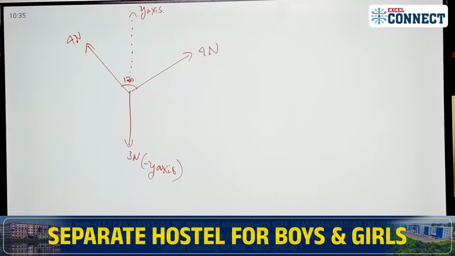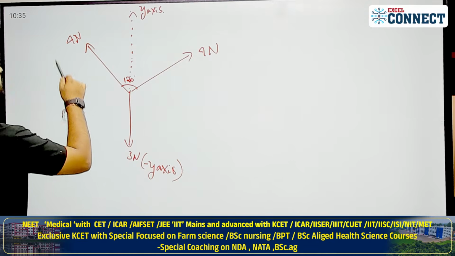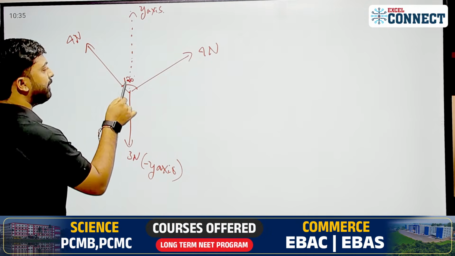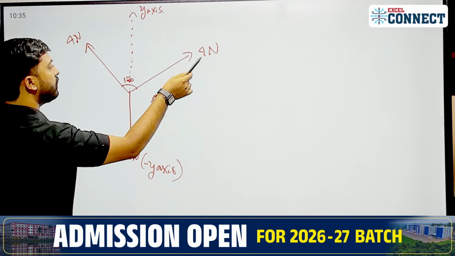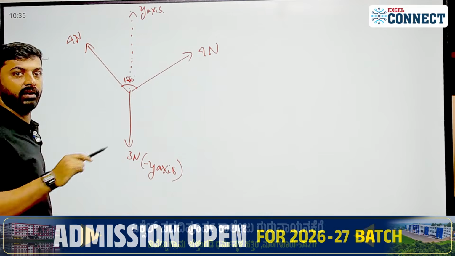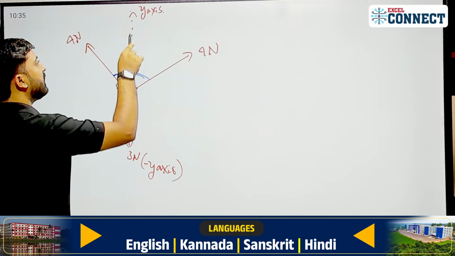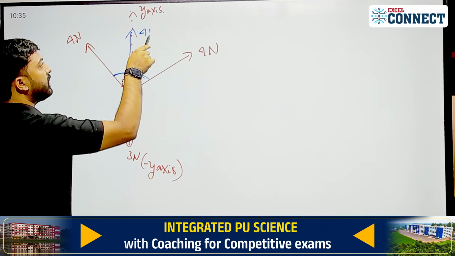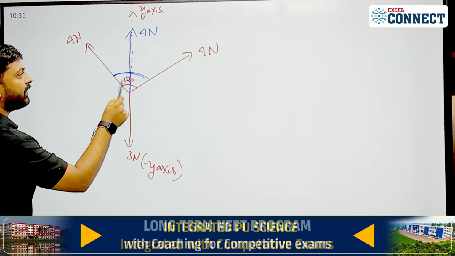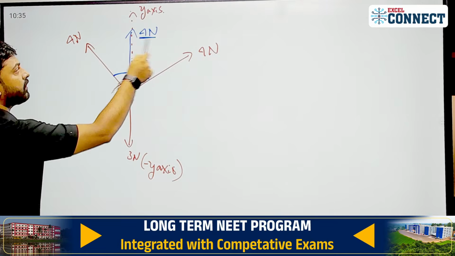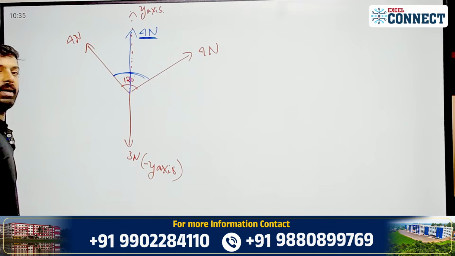So first we shall simplify two forces. This is 4 and 4. What is the angle between them? 120. 4 Newton and 4 Newton, angle between them is 120. What will be the answer? This is 120, so the resultant is 4 Newton itself. If the angle is 120 between two vectors, their resultant is 4 Newton. Both the vectors should have the same magnitude, right?